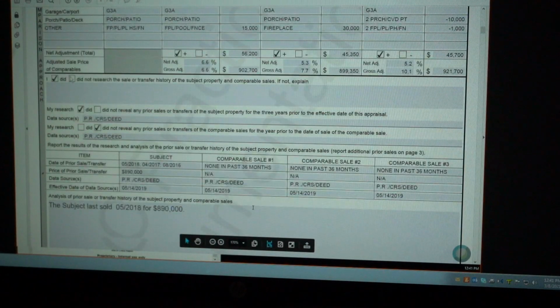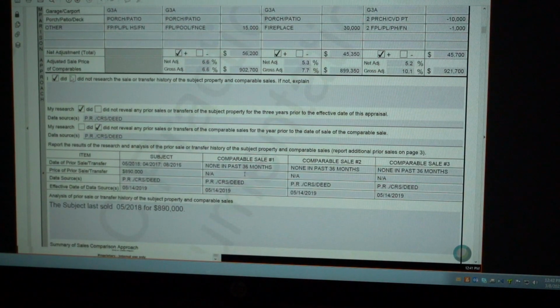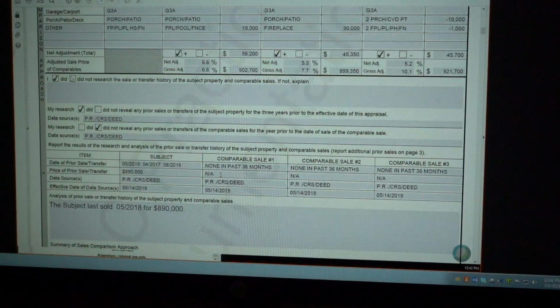As far as the property, we talked about any transfers. If it's been transferred, for the subject property it's 12 months and 36 months for the comparables. So any transfers for the subject property in the last 36 months, I need to know. If you give me a date here, I need you to give me a price. You can't just give me a date and no price. If you give me a date that this property was sold in the last 36 months, I need you to give me the price of the sale transfer.